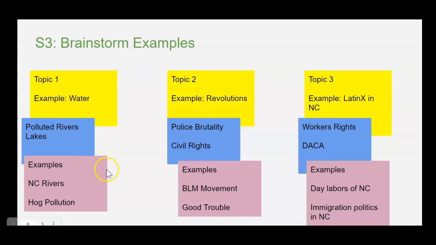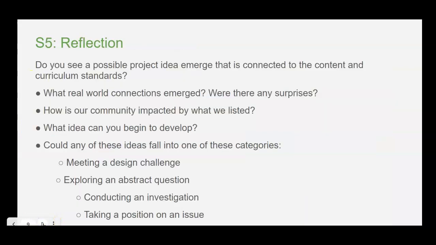And now that I've got these examples, I can start to reflect on what a big project idea might be. So what's emerging for me? These are reflection questions. What's emerging for me out of this work? How is the community impacted by what I listed? What idea can I begin to develop? I mean, at this point, you might think, I've got something that I could start researching to see if it's a viable topic, or it might allow you to cross off something on the list that you thought might be possible, but now you really don't think it is. The outcome here is that you have something that you can work with at the end of this reflection.